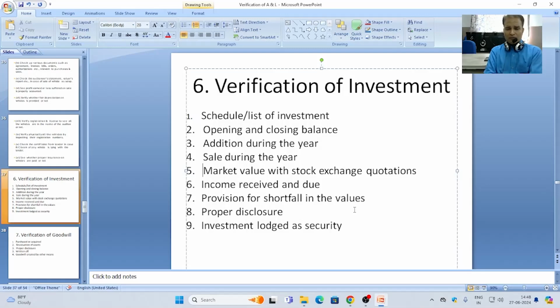Same in case of any sale of investment during the year, it should be properly accounted for, and on this sale of investment, loss suffered or profit earned should be accounted for. Compare the market value with stock exchange quotations regarding the investment held by the client business.